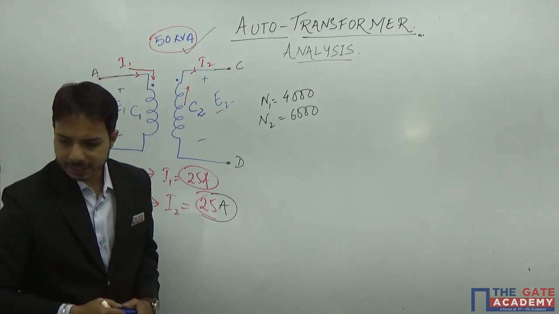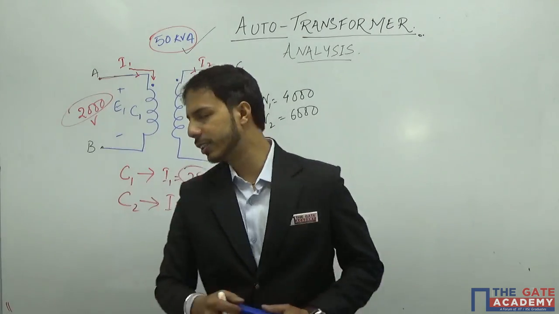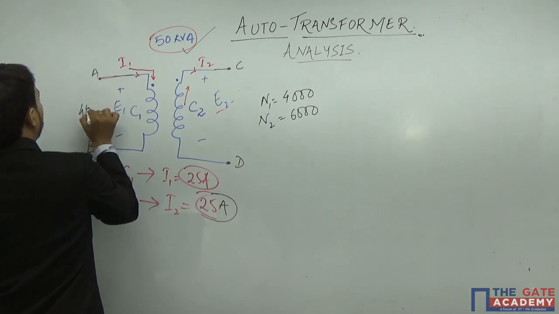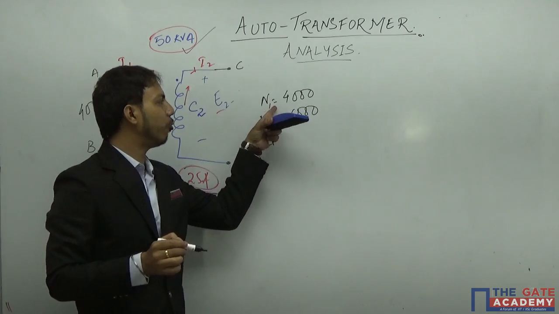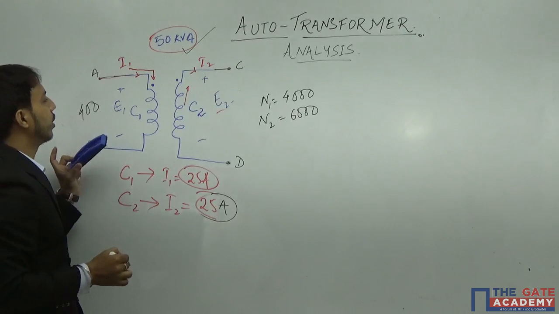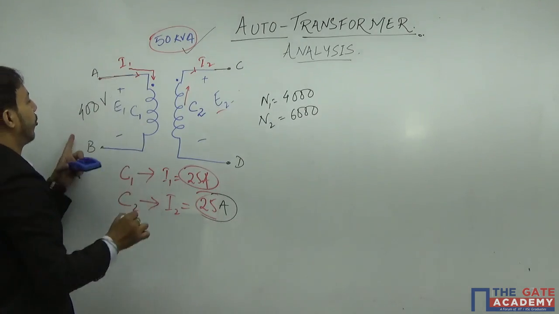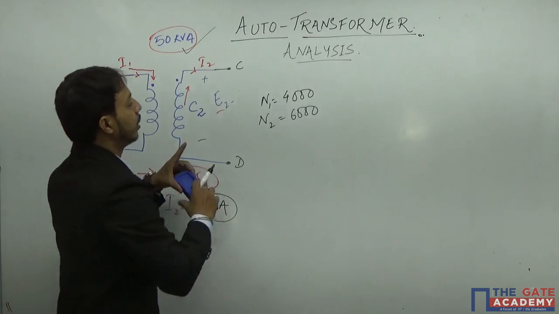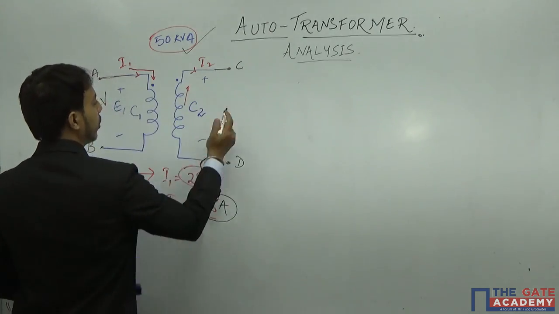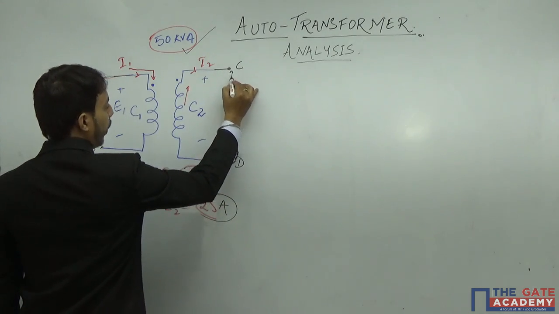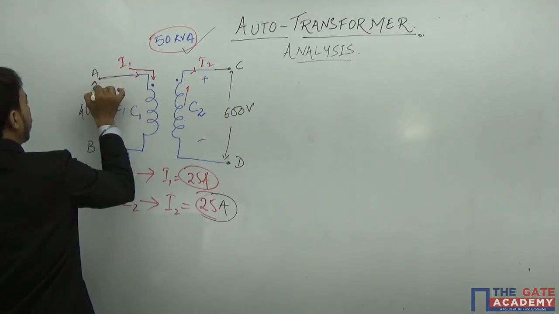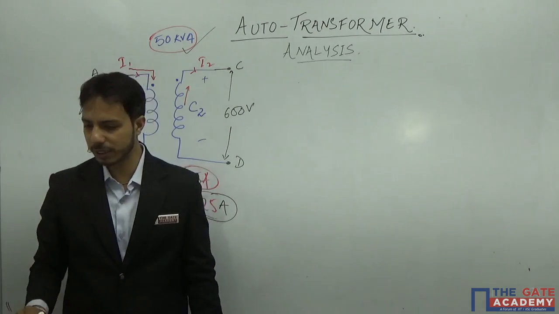And coil 1 is excited with 400 volts. That means the input here is 400. So we know N1 by N2 is 4 by 6, or 2 by 3. In other words, if I have a V1 of 400, then definitely in this two winding the output will be 600 volts. Okay, so this is the information that is given.